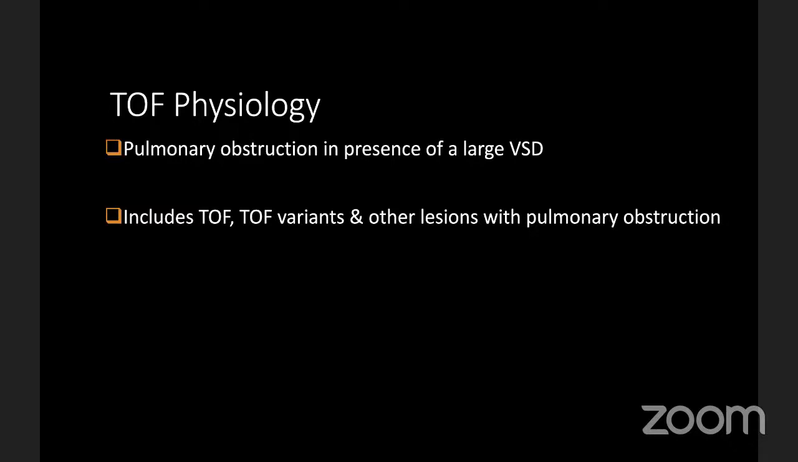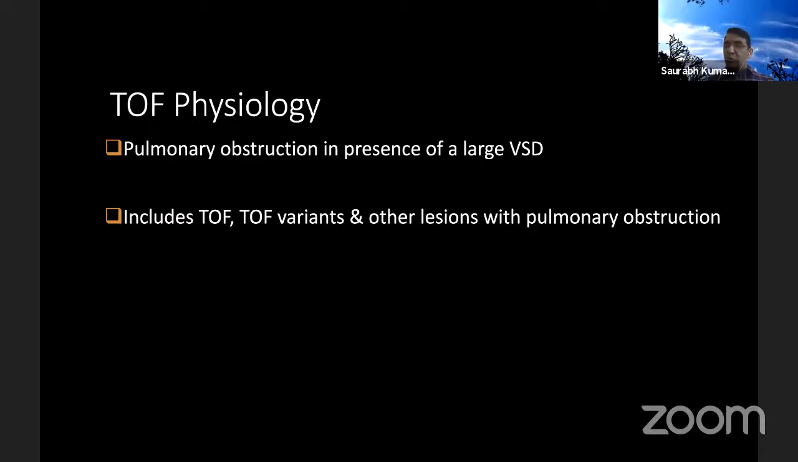Okay. So now, if we don't talk about tetralogy of Fallot per se, we'll be doing injustice to the topic. So I thought that I'll make a few slides on this. So pathophysiology, what is pathophysiology? It is pulmonary obstruction in presence of a large VSD. And here the right to left shunt is occurring because of this combination. VSD is allowing that site for right to left shunt, and pulmonary obstruction is making that happen because there is increase in the right ventricular outflow resistance.